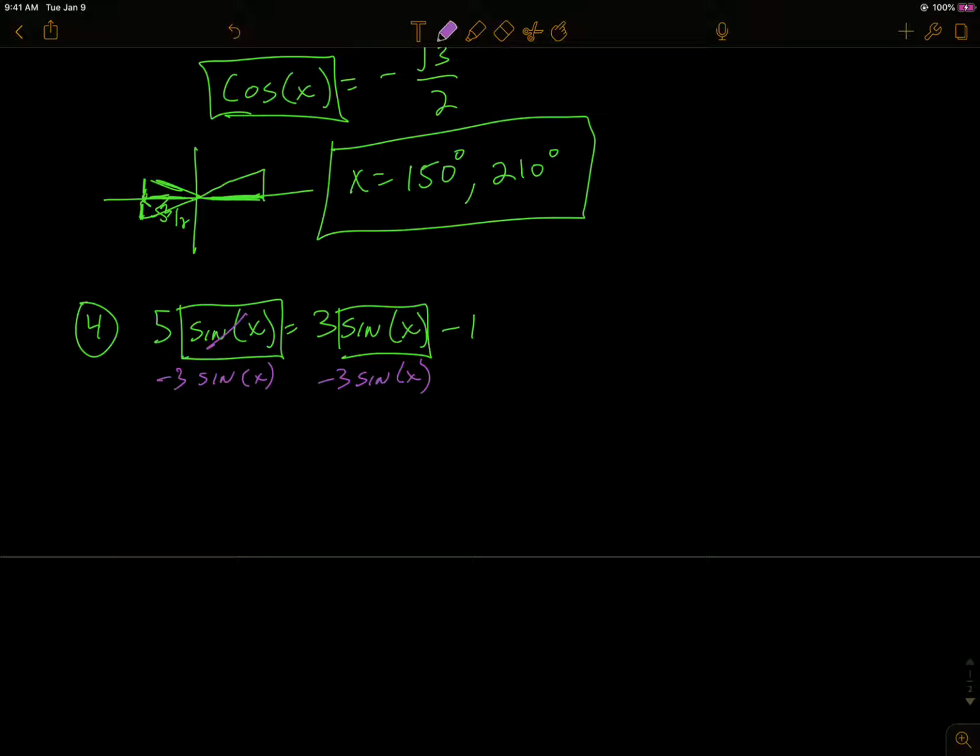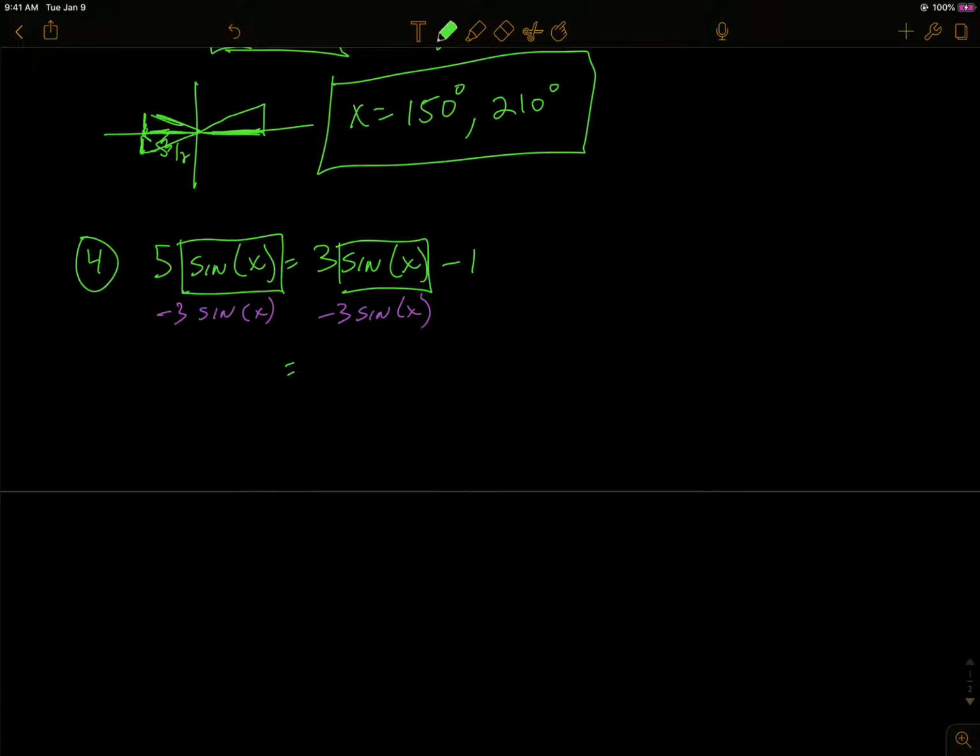That's how you kind of think of this. So on the left side, 5 sine minus 3 sine is going to give me 2 sine of x. These over here cancel, so I get negative 1.